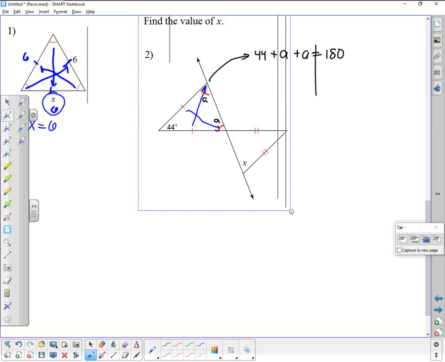For the equation, step number one, eliminate parentheses, fractions, or decimals. I don't have any of them. Number two is combine like terms. On the left side, these two can be combined, so you're going to have 44 plus 2A is equal to 180. Sorry about the mistake.